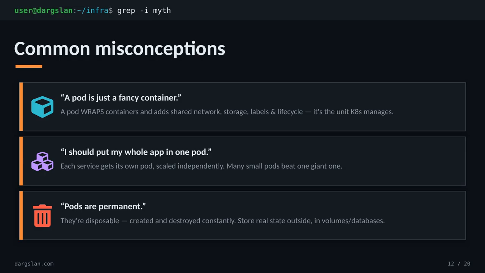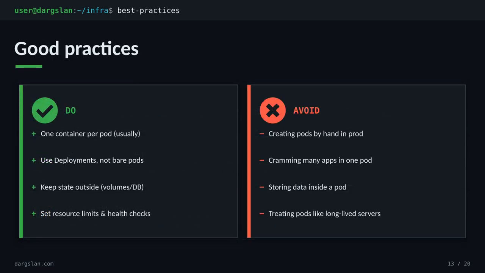And third, pods are not permanent. They're disposable by design, spun up and torn down constantly, so any real state belongs outside, in a volume or a database. So, with those myths out of the way, here's the short list of habits that'll keep you out of trouble. Stick to one container per pod most of the time. Let a deployment manage them instead of creating pods by hand. Push any state out to a volume or database, and always set resource limits and health checks.